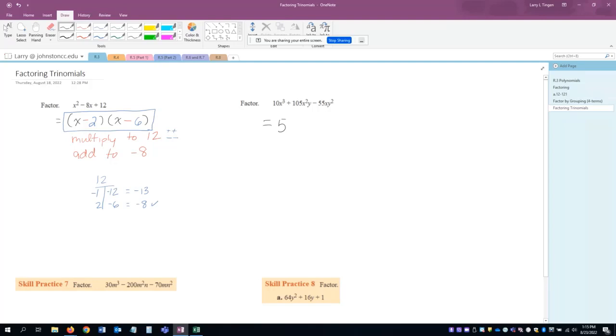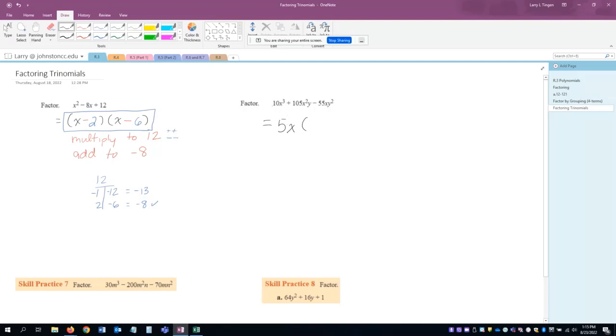How about the variables? Are there any variables that exist in all three terms? X cubed, x squared y, and xy squared. Y doesn't appear in all of them, but x does. And when I factor out that 5x, remember what I'm doing is saying each one of these terms has a factor of 5x in it. So what's left is I take my term and divide it by what I pulled out.